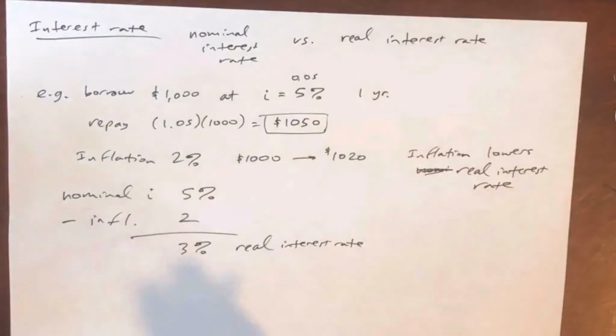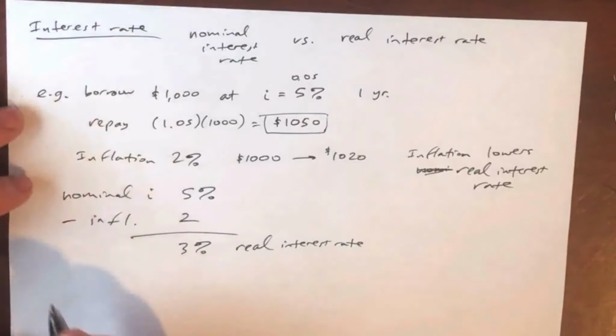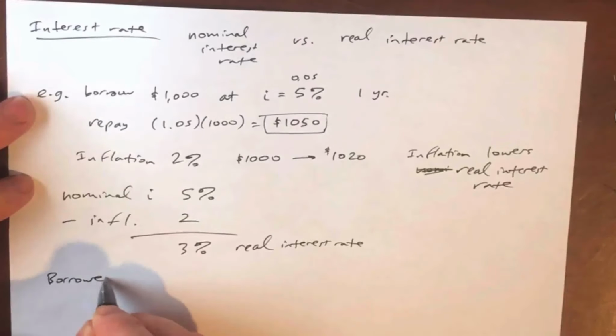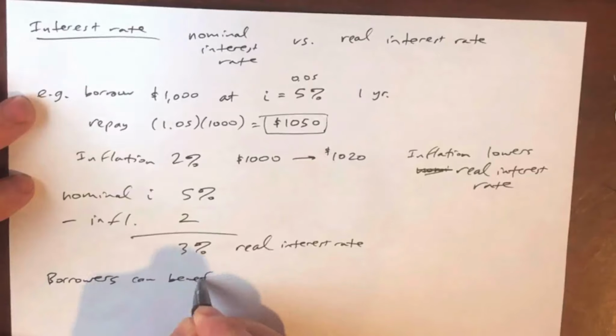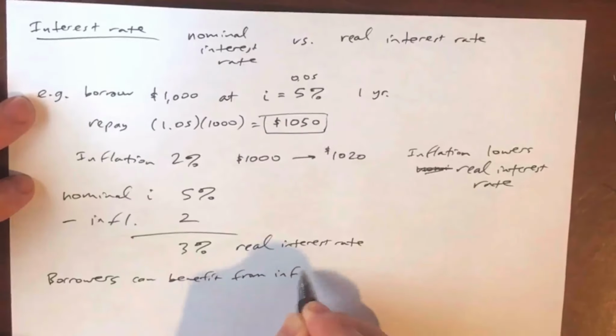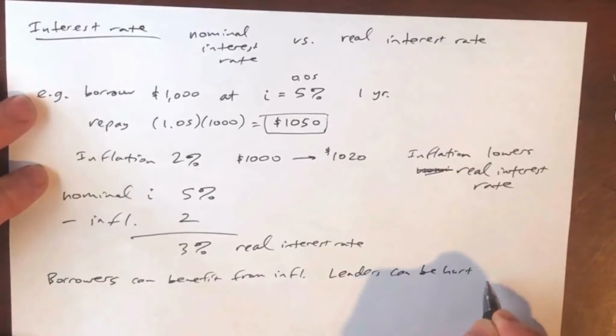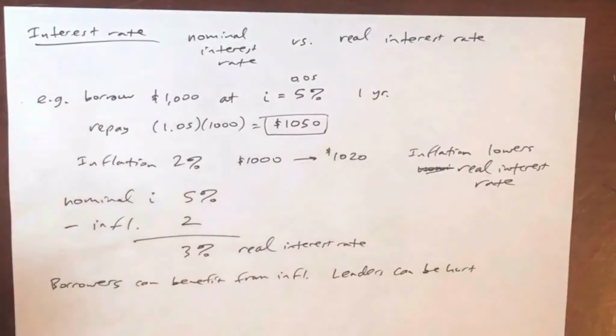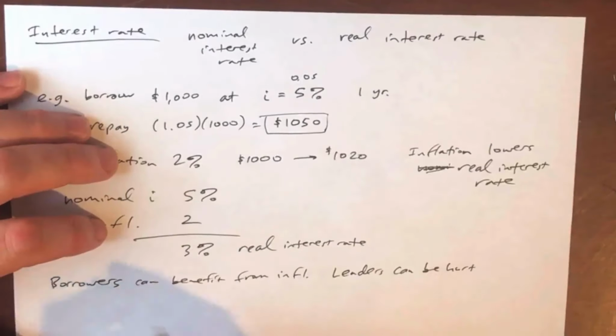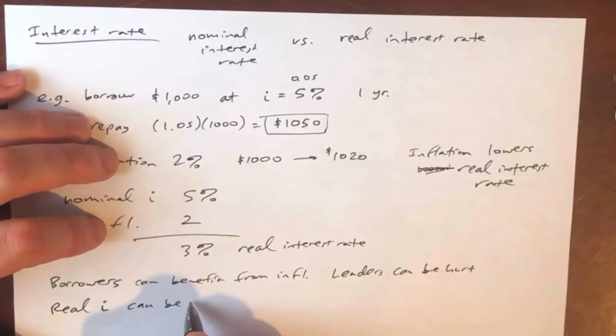So the consequence of this is, borrowers can actually benefit from inflation as long as it's unforeseen. So bottom line, borrowers can benefit from inflation, and lenders can be hurt by inflation. To understand this, we can show that the real interest rate can actually be negative. The real interest rate, real little i, can be negative.